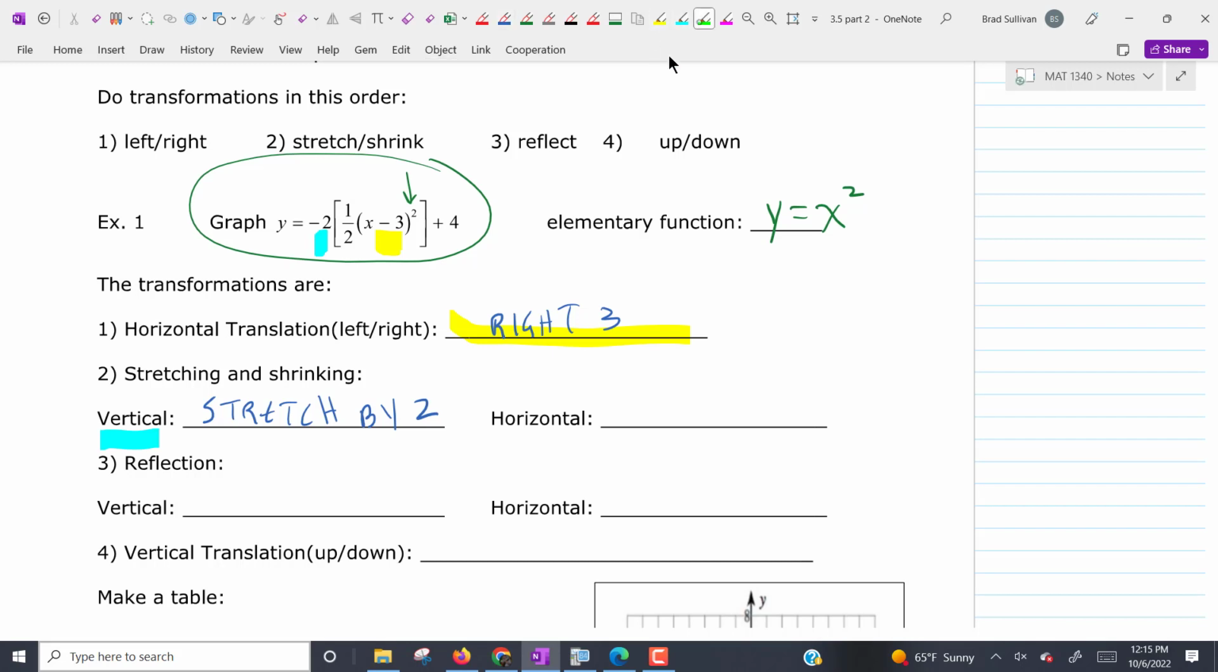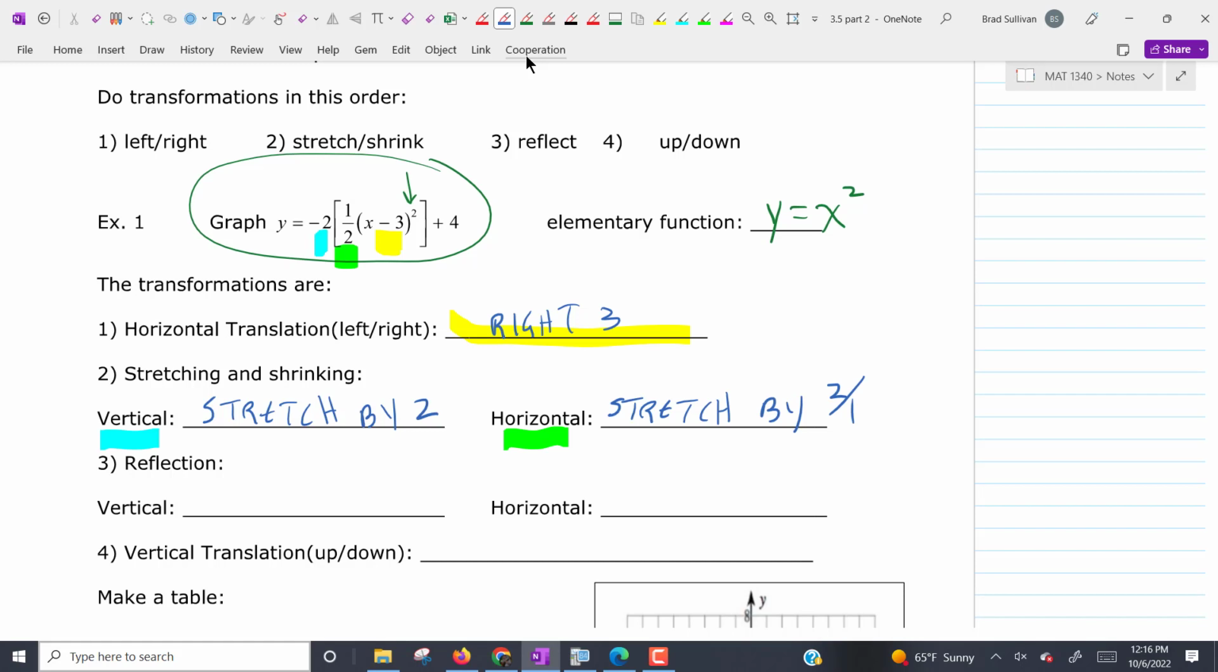Now the horizontal is here. That number right there is causing it to be horizontal. Is that a horizontal stretch or shrink? Everything's backwards when you're inside. That's a stretch. It's a stretch by the reciprocal. So we're going to say horizontal stretch by 2/1 like that. You say by the reciprocal. When you do the reciprocal, then it's logical. We're making it bigger by a factor of 2.